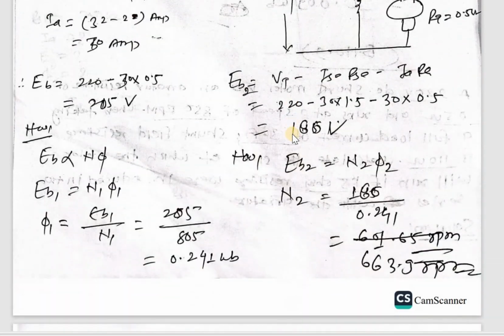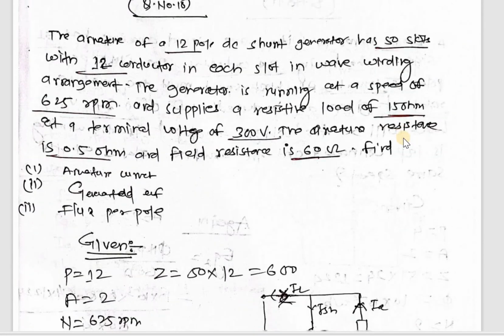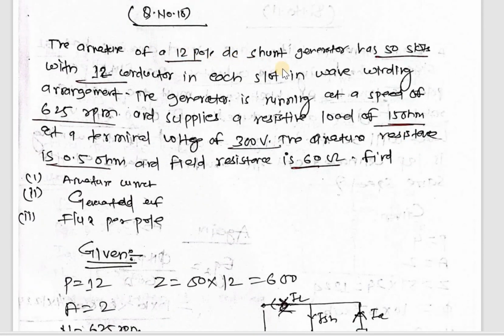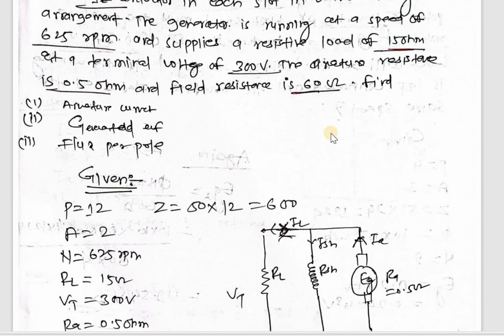This is the speed. And the next problem is the armature of a 12 pole DC shunt generator has 50 slots with 12 conductors in each slot in wave winding arrangement. The generator is running at a speed of 625 rpm and supplies a resistive load of 15 ohm at a terminal voltage of 300 volt. The armature resistance is 0.5 ohm and field resistance is 60 ohm. Find armature current, generated EMF and flux per pole.